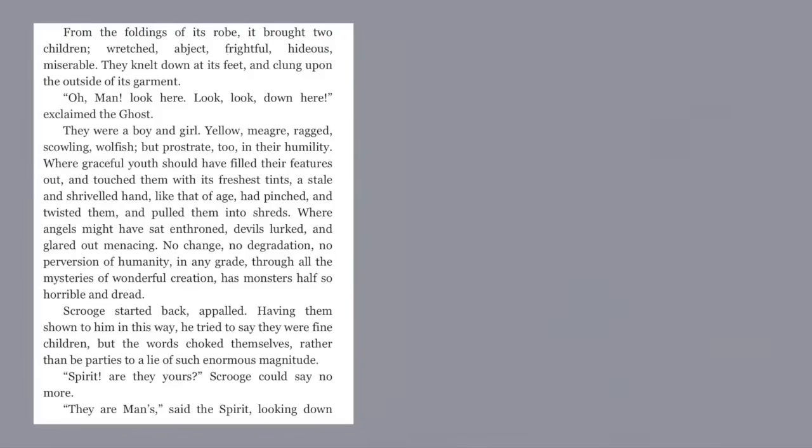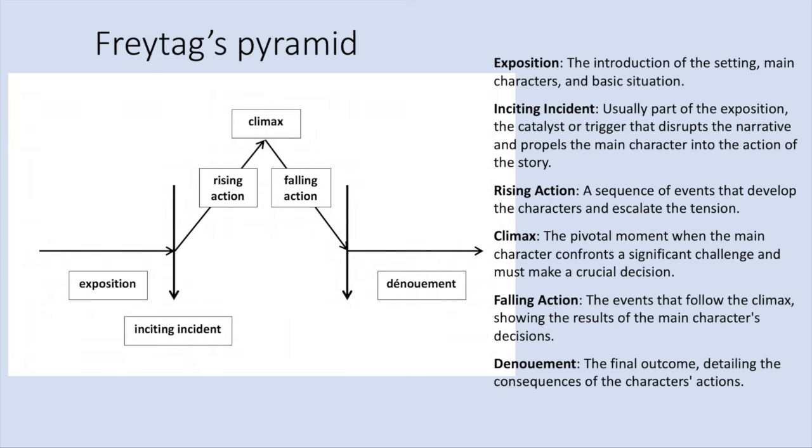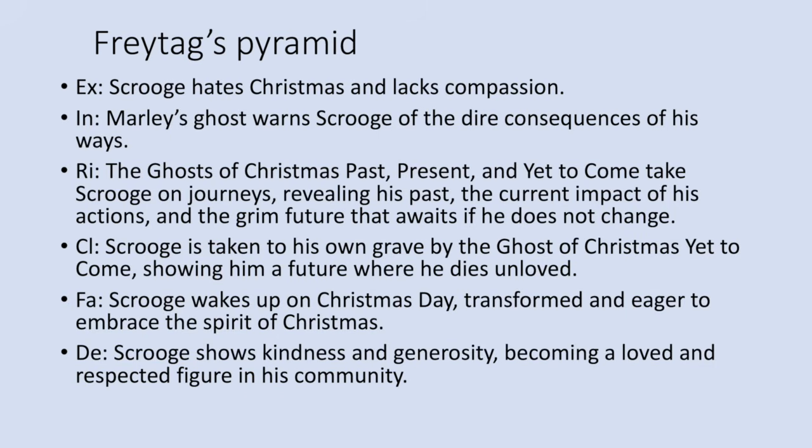Now for whole text structure, I like to teach Freytag's pyramid. It runs from left to right, starting with the exposition, where we're introduced to the main character and setting. Then there's the inciting incident, the trigger or catalyst, which builds up to the climax, the moment of greatest tension in the text. And we can apply this, for example, to all of the 19th century novels from this section of the exam. Here it is mapped out to A Christmas Carol.